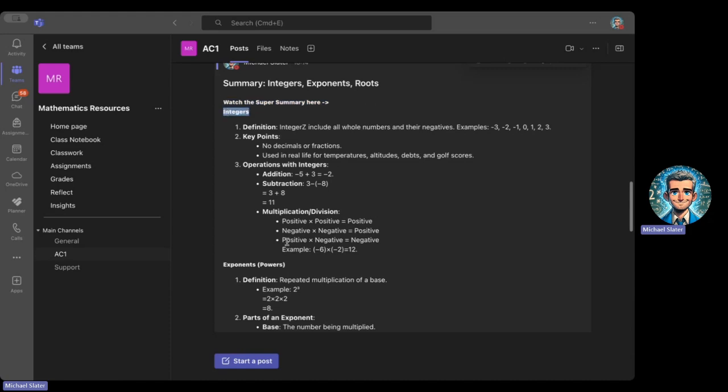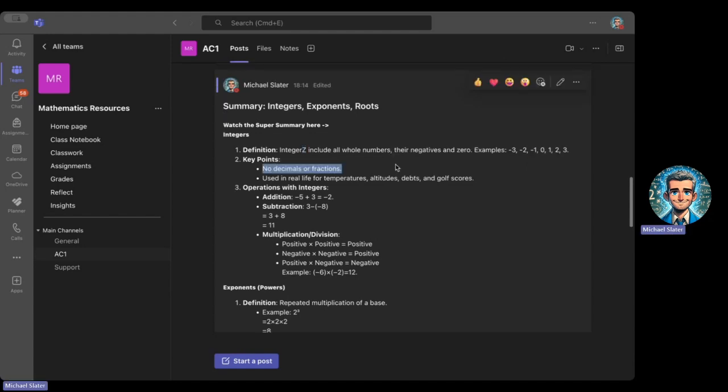First thing we need to understand is what integers are. They are whole numbers that are positive, negative, and include 0. No decimals or fractions. We use this in real life to talk about temperature, altitudes, debt, and golf scores, which have negative numbers. So we can go up and down, above and below 0 with these topics. And that is when it is useful to understand integers.